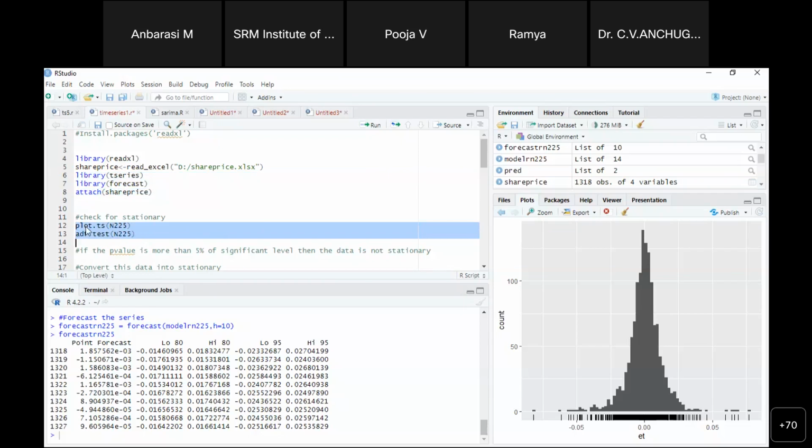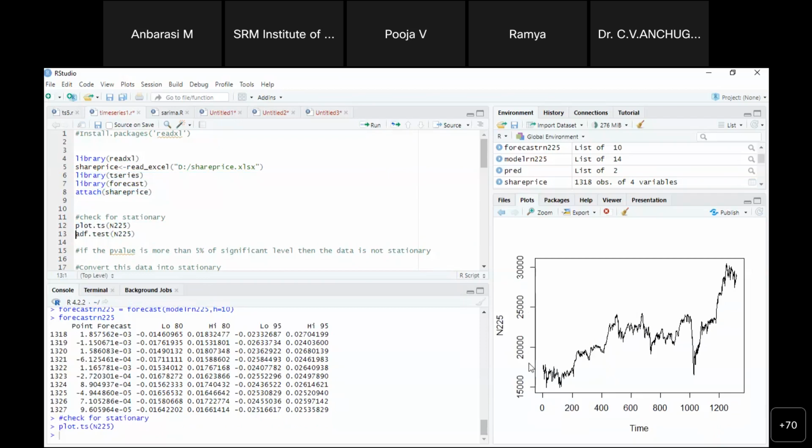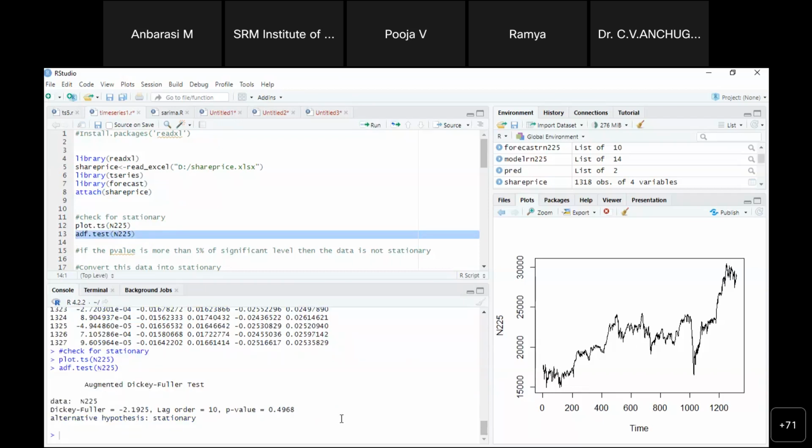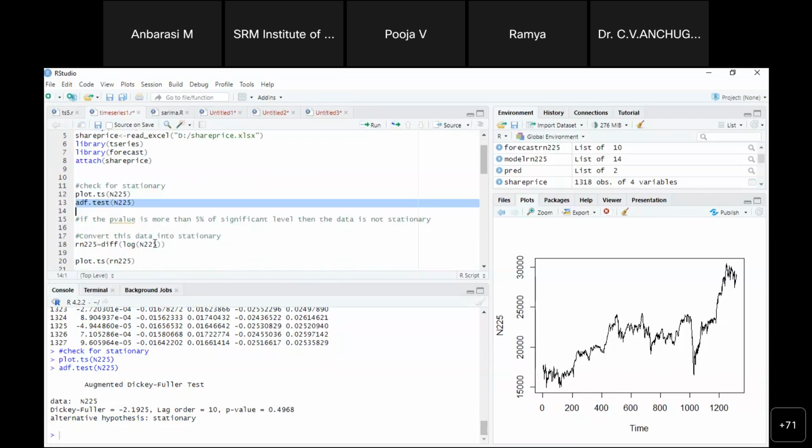We have to check it out. So here, when you execute this, if it is stationary, on the right-hand side of the graph you can see an uptrend and downtrend. That means the data we have is not stationary data. So what we have to do, using the ADF test function, is try to convert the given data into a stationary one.